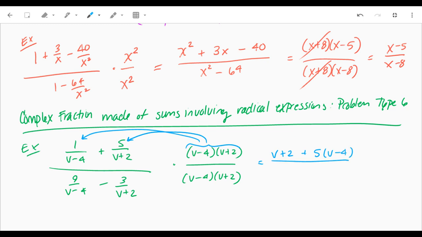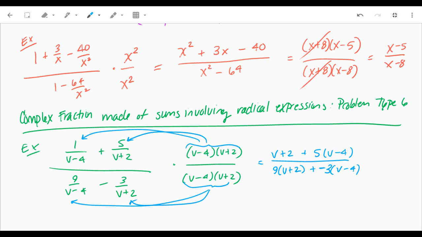Okay, so it's the same first couple steps here. Same thing now down here. Your v minus 4's will cancel out, so we're left with 9v plus 2. And then your v plus 2's cancel out. Oops, and it should be a subtraction sign there, and a 3. Okay, and we have v minus 4.